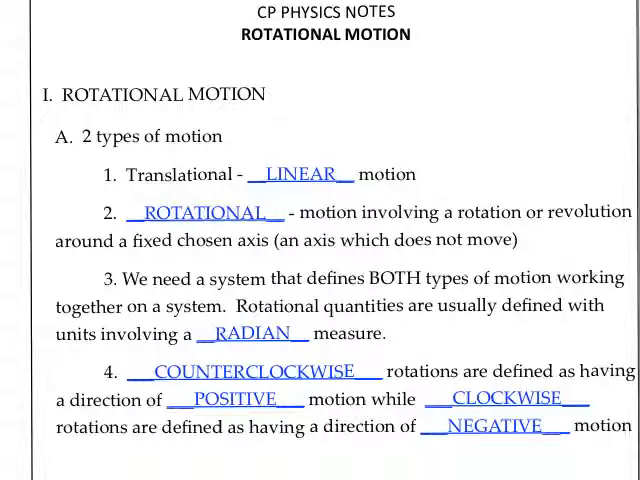Just like when we had linear motion, we defined our direction as positive and negative. Well, now, since things are going to be rotating, we're going to use counterclockwise, which would be moving like that, the opposite way a clock would. Counterclockwise is defined as being positive, while clockwise, moving this way, would be defined as having a negative motion. So we'll still use plus and minus signs to say which way things are rotating.